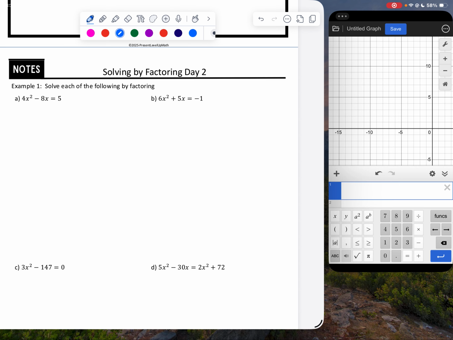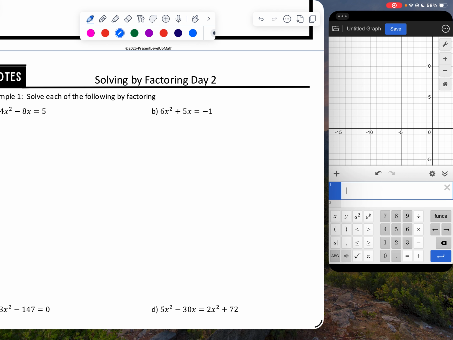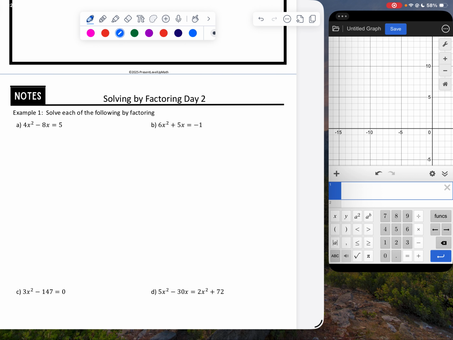In our previous lesson, we learned to solve a quadratic equation by factoring. The first thing you have to do is make one side equal to 0. So in problem A, we have 4x squared minus 8x equals 5. We want it to equal 0, not 5. So I'm going to start by subtracting 5 from each side. And when I do that, that gives me 4x squared minus 8x minus 5 equals 0.